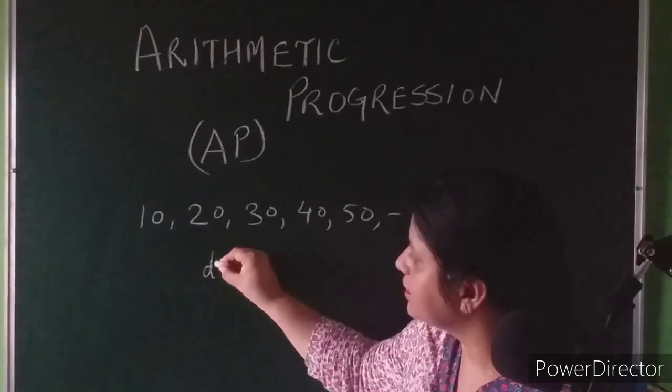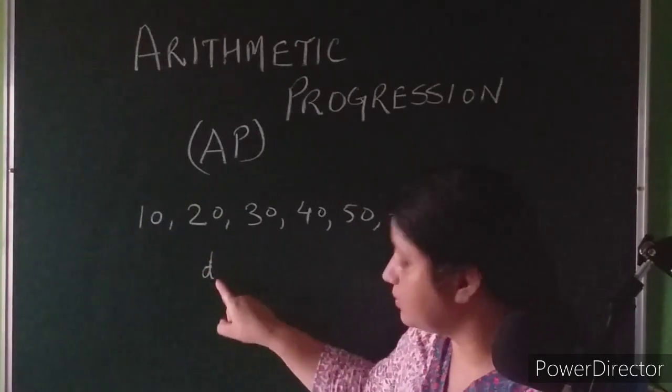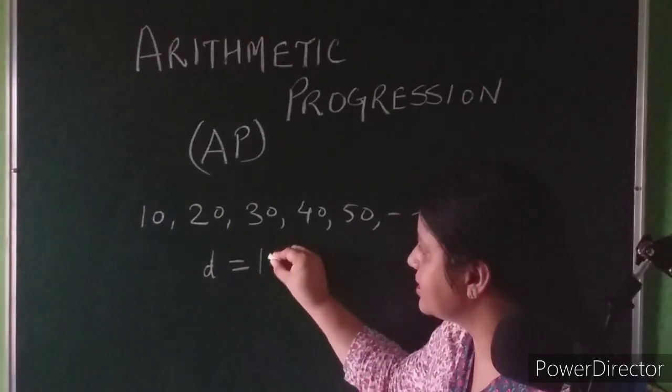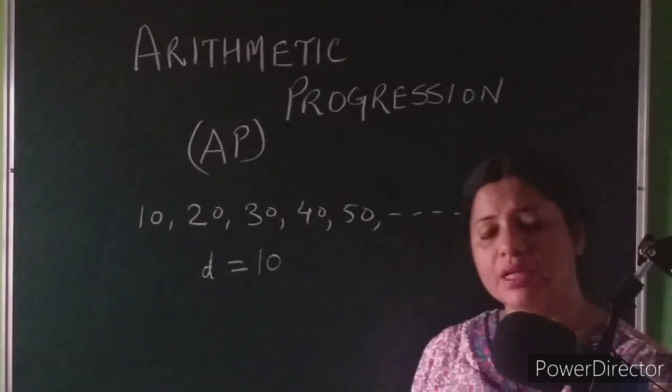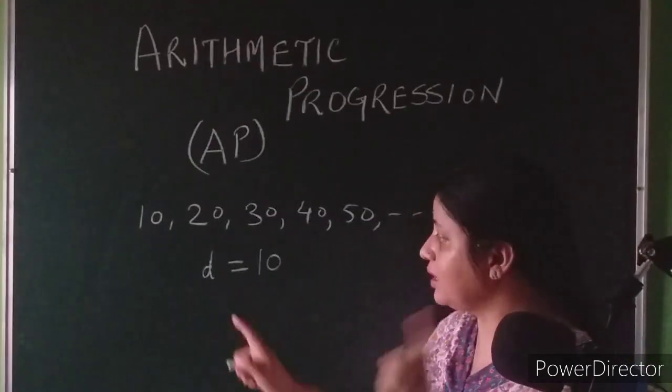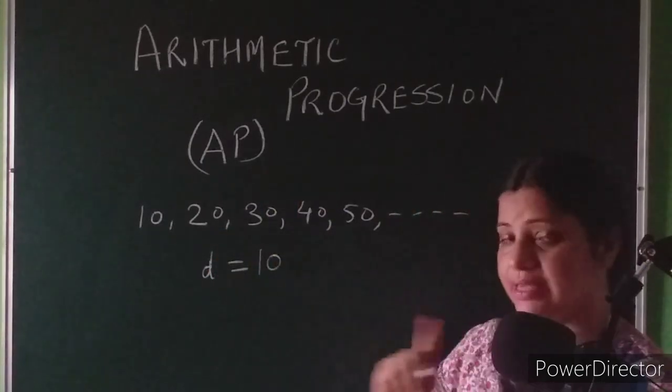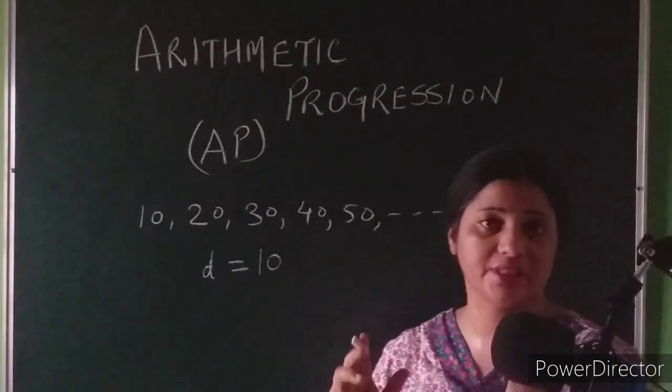Remember always, the notation for that common difference is D, and that D is 10 here. In the whole chapter, what symbol will we be using for a common difference? It is always small d, the common difference. This is the most important thing in the whole chapter of AP.